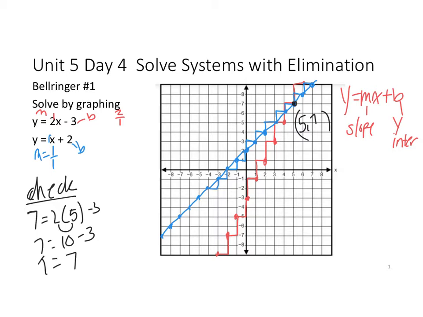For the second one, 7 equals 5 plus 2. 7 equals 7, both of them check out. So 5, 7 is the solution.